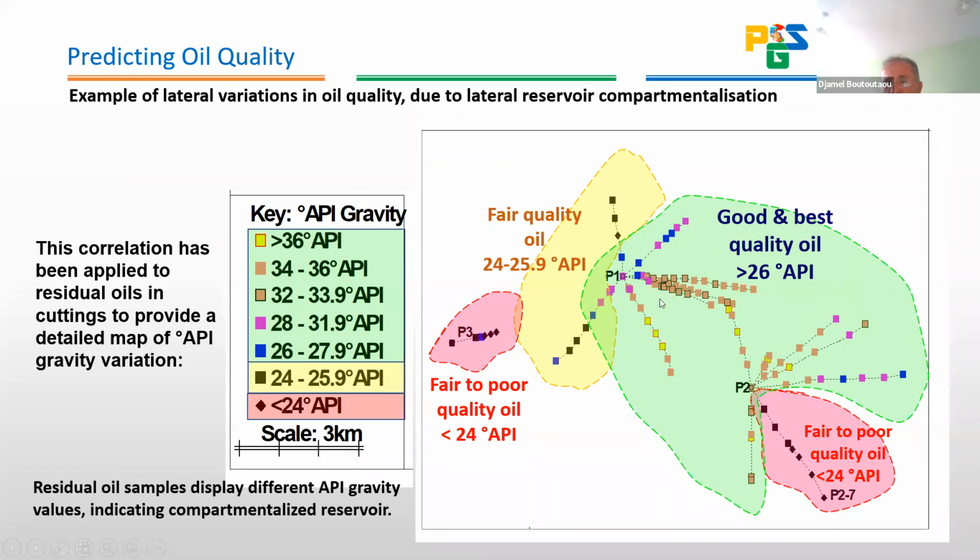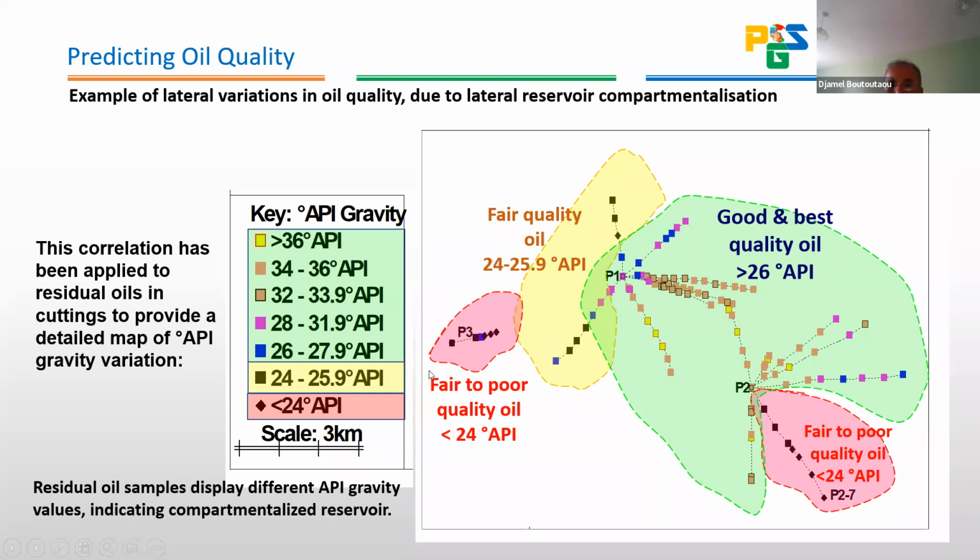For example, these are 3 platforms of horizontal wells. When you drill a well, you can collect cutting samples or core samples in a reservoir, extract the residual oil, and characterize it. Then you can determine, for example, the API gravity of your oil in that particular sample, and map this. If you have several wells, like in this example, you can map where your good quality oils and your bad quality oils are.